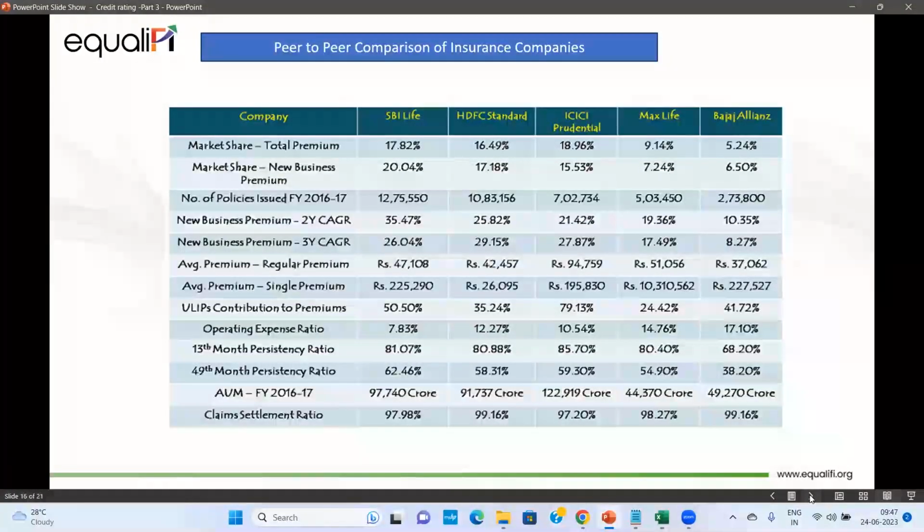This is a peer-to-peer comparison of certain insurance companies. Just have a look. Again, I got it from an open source. So it includes SBI Life, HDFC Standard, ICICI Prudential, Max Life, and Bajaj Allianz.